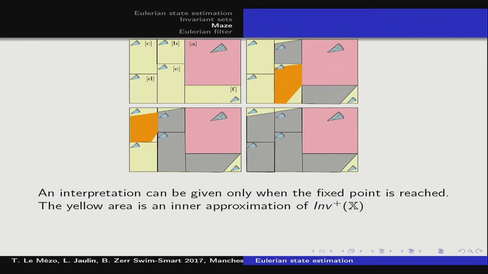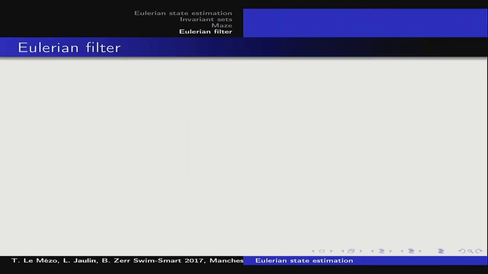But I may also have another approximation, an outer approximation, using the same type of technique, but I will have to reach the fixed point in order to conclude that every point in the yellow area will never go to the red box. So this is more related to techniques coming from abstract interpretation, where they go up to the fixed point before concluding. Okay, so let me come back to the Eulerian filter.